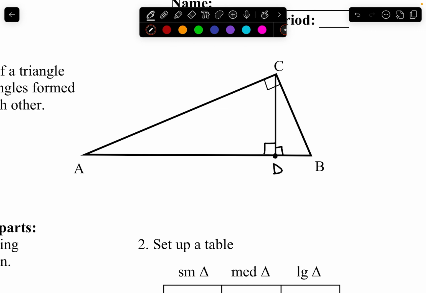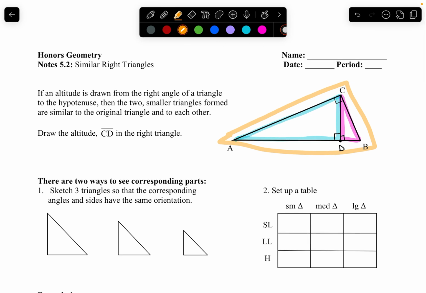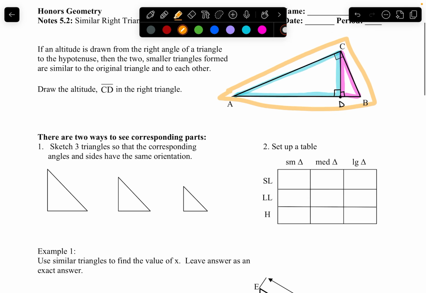What happens is you have a large triangle that is now split into two slightly smaller triangles, and all three of these triangles, the small triangle here, the medium triangle here, and the large triangle that we started with, are going to be similar to each other, okay? Now, there are three ways to see how sides correspond to each other.